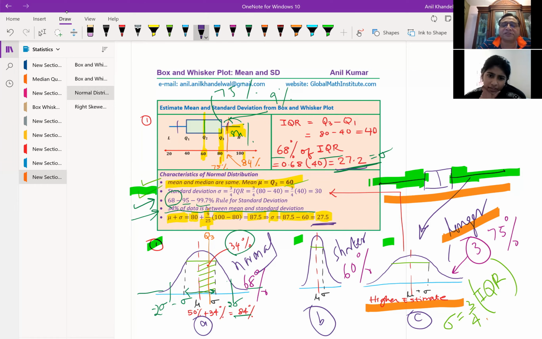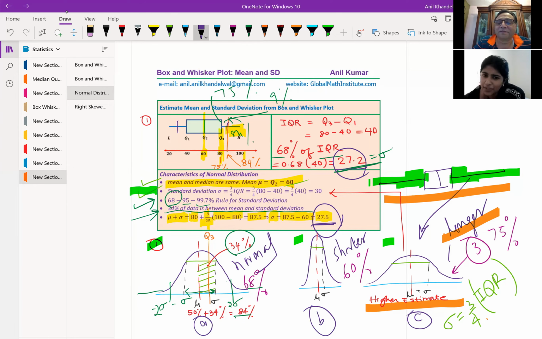So in this particular case, your standard deviation is 27.5 or 27.2, whatever you feel like. Given a multiple choice question, select the value which is within this. If you have a multiple choice question, you could select the value which is within this.